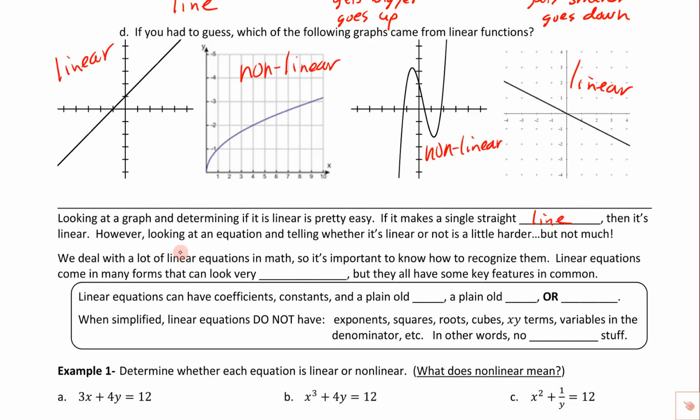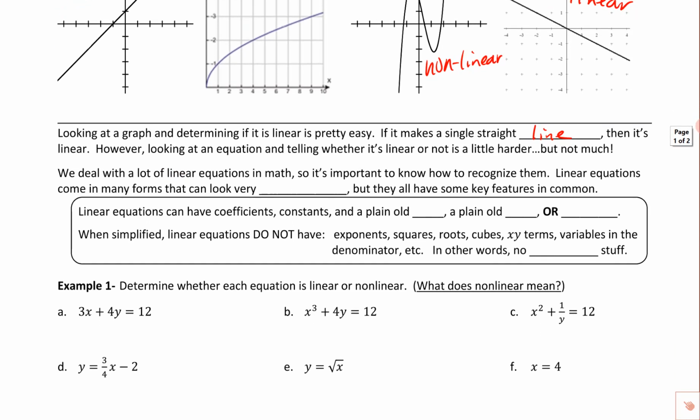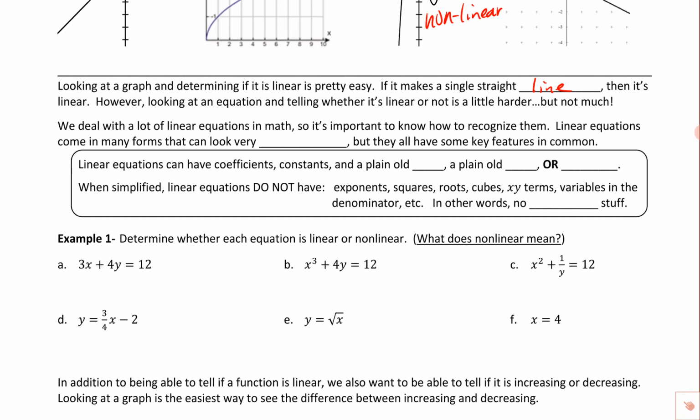But if we have to look at an equation and tell whether or not it's linear, that is a little bit more difficult, but not too much more difficult. We're going to deal with a bunch of linear equations in math, so it's really important to tell whether or not we're dealing with one, to be able to recognize them quickly. Linear equations come in lots of different forms that look very different. You can have a linear equation that, depending on the format, you might go, oh, that looks familiar, that's in slope-intercept form, I know that's a line. Or we can mess with it a bunch and make it look really weird, and then you might go, oh, I don't know about that. But they do all have some key features in common.